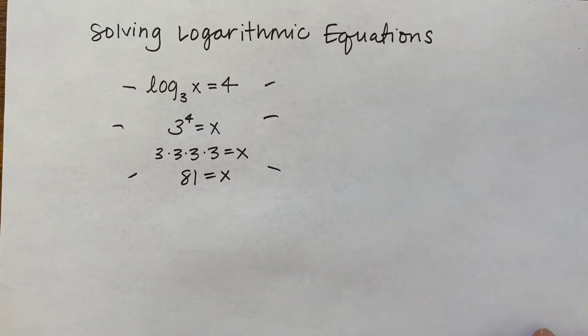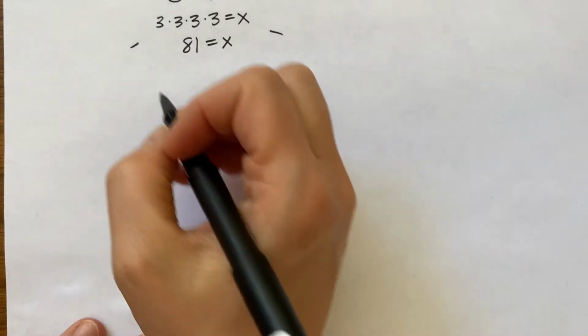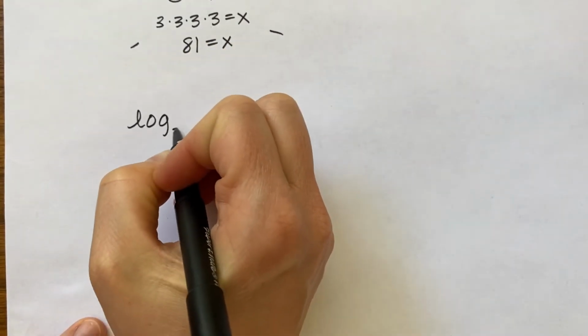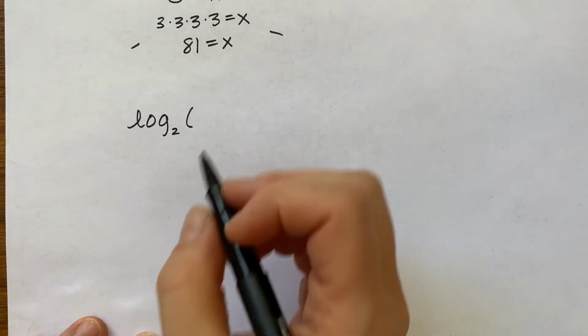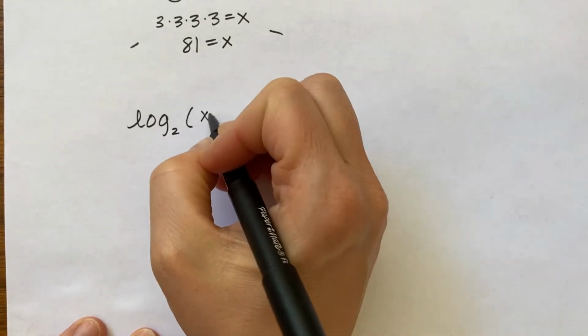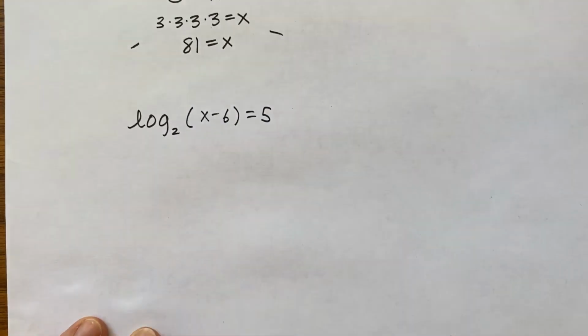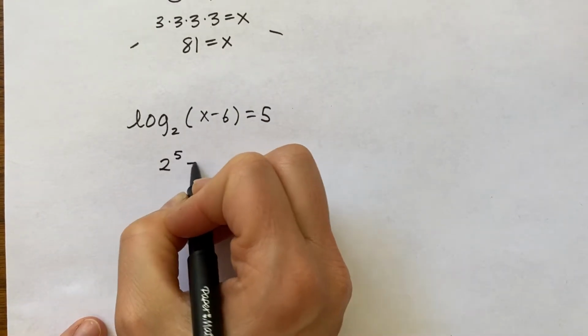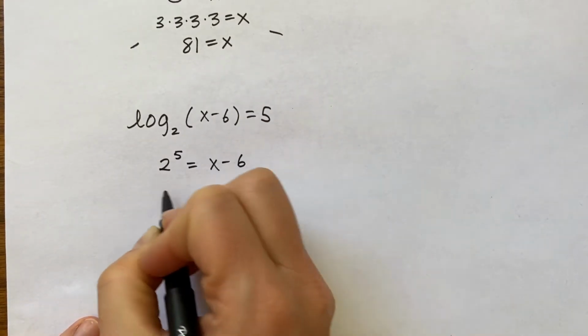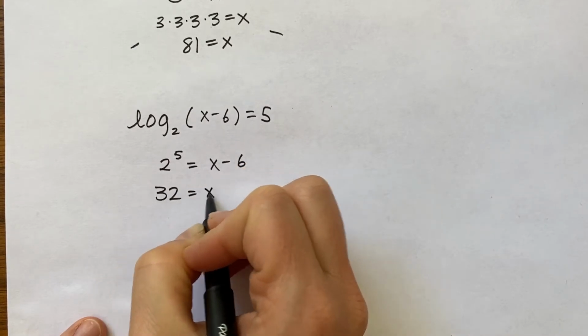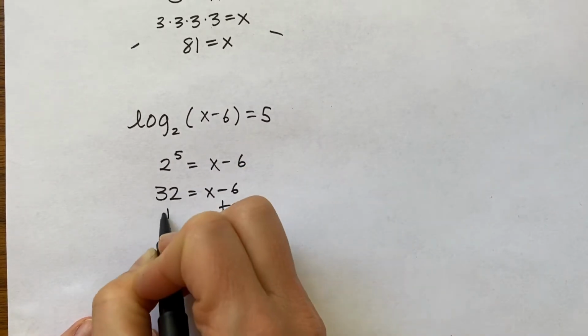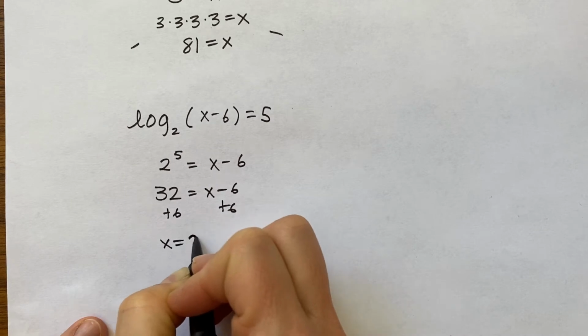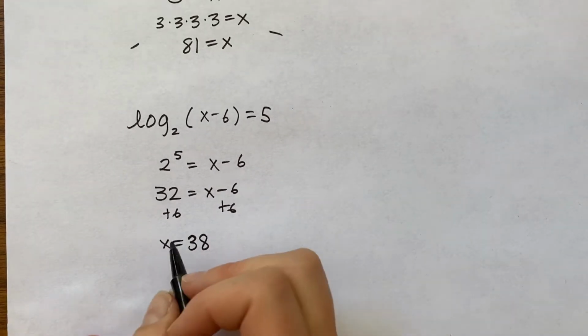And it's not too far to go from here and say, well, what if I fancy this up a little bit? What if I say log base 2 of x minus 6 is equal to 5? Well, from there we can put it into exponential form and say 2 to the 5th is equal to x minus 6. And we know 2 to the 5th is 32, and we can solve from there and say that x is indeed 38. Huzzah!